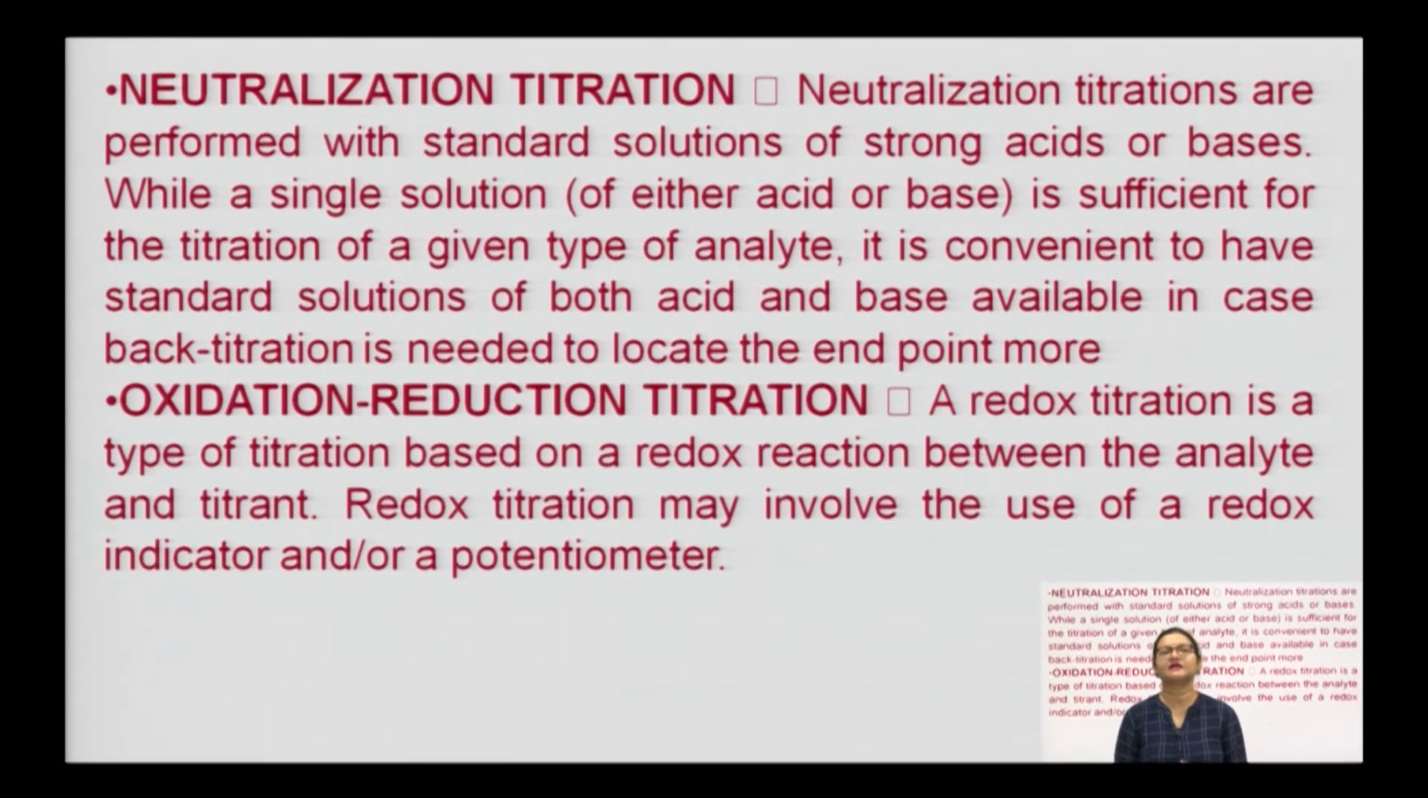A redox titration is a type of titration based on a redox reaction between the analyte, the solution under study whose concentration is to be determined, and the titrant which is added from the burette. The analyte is taken in the conical flask and the titrant is added from the burette. Redox titration may involve the use of a redox indicator or a potentiometer. For all the methods, there are suitable indicators for the particular type of reaction also, but since we are studying potentiometry here, we are showing how potentiometry is applicable for the determination of end point in all sorts of titration.